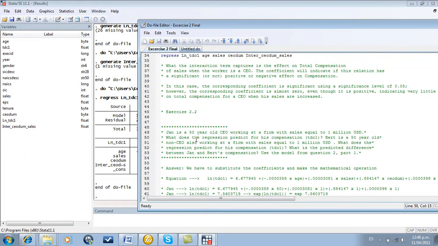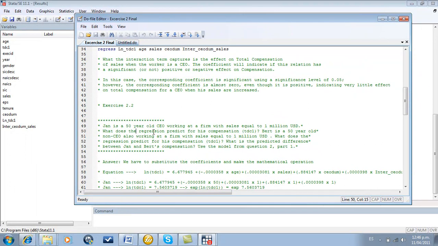Okay. Exercise 2.2. Jan is a 50-year-old CEO working at a firm with sales equal to $1 million US. What does the regression predict for his compensation? Bert is a 50-year-old non-CEO also working at a firm with sales equal to $1 million US. What does the regression predict for his compensation? What is the predicted difference between Jan and Bert's compensation? Use the model from equation 2, part 1.